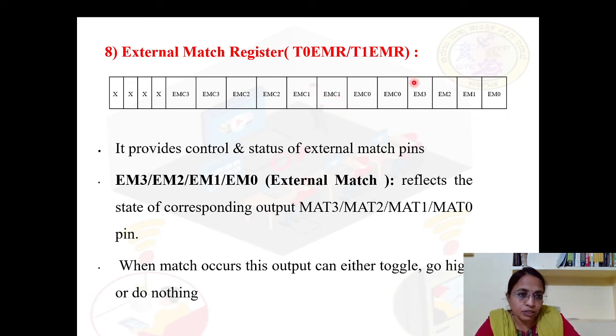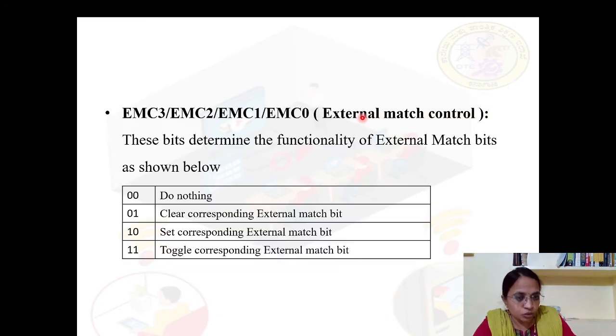Whenever the match occurs, what has to be done on these match output pins will be decided by these match control bits. So for each match register there are 2 control bits. These 2 control bits will determine the functionality of the external match pins as shown in this table.